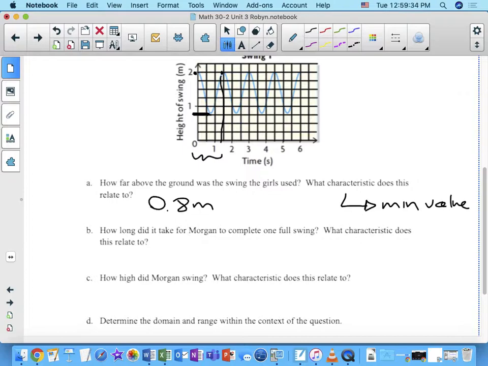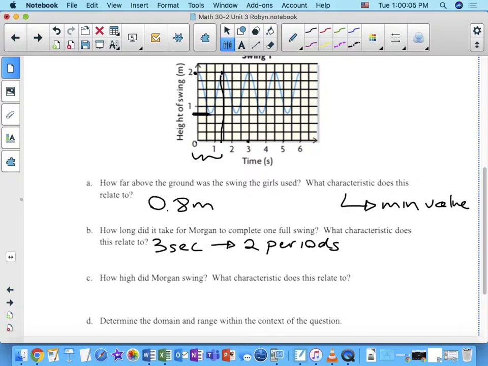Morgan's on the swing. So maybe Lily's the one who's holding her back here and then letting go, and then she's going to go all the way to the front, to the 6-meter point, right? That's where she is at 1.5 seconds. So this is at the back, this is at the front, then another 1.5 seconds, she's where she started. Does that make sense? Okay, so this actually takes 3 seconds, which is 2 periods, right?